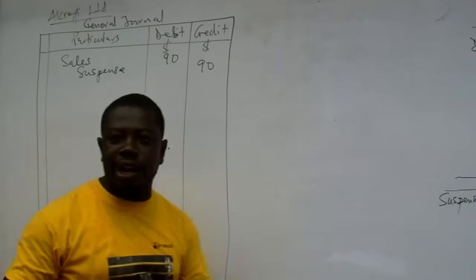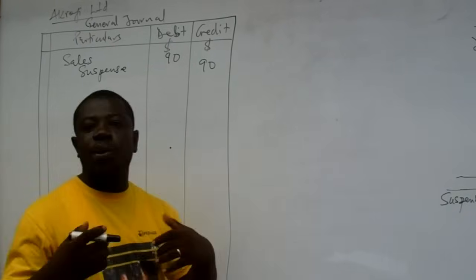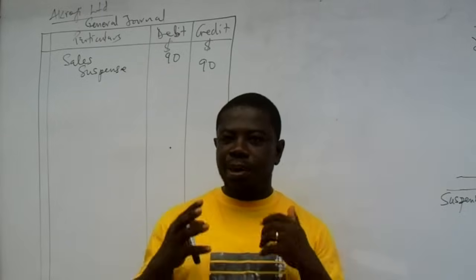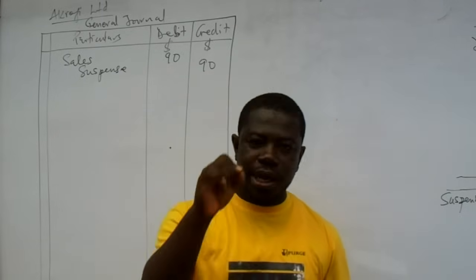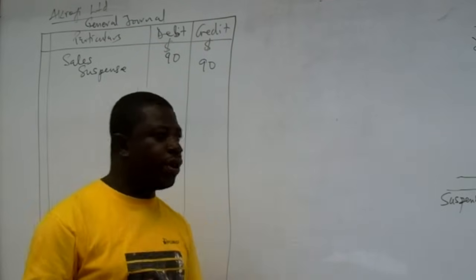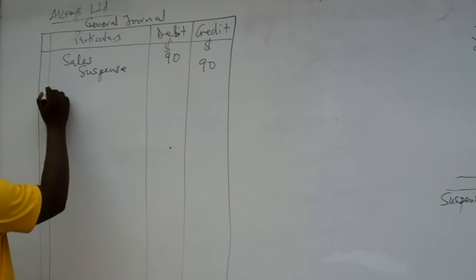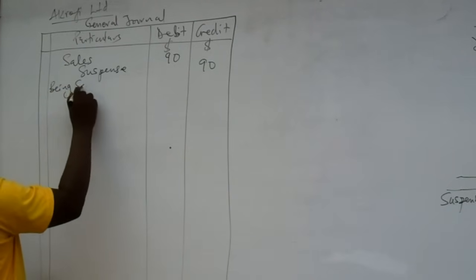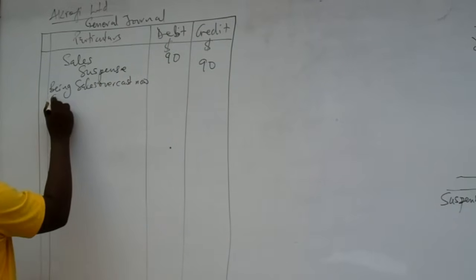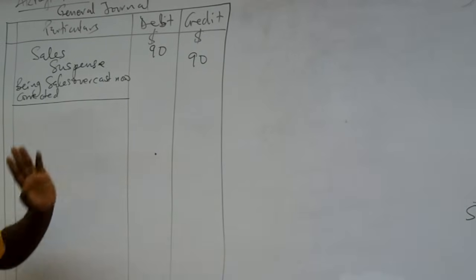And this error is an error of overcast. After every correction, you narrate what you have done. With the narration, you can decide to use plain English just to make it understandable, but it is more important and profitable to narrate with the names of the errors. If you know the name of the error, in this case it's an overcast, we are going to say: being sales overcast now corrected. So after correction, you narrate that it was a sales overcast that has been corrected.